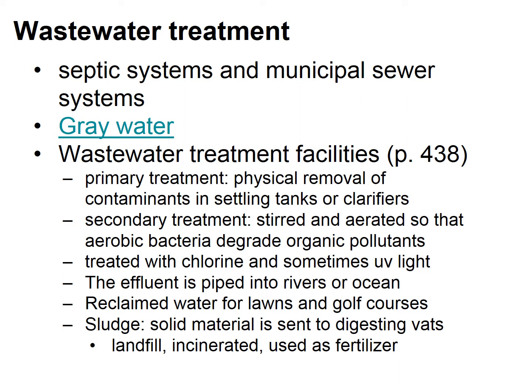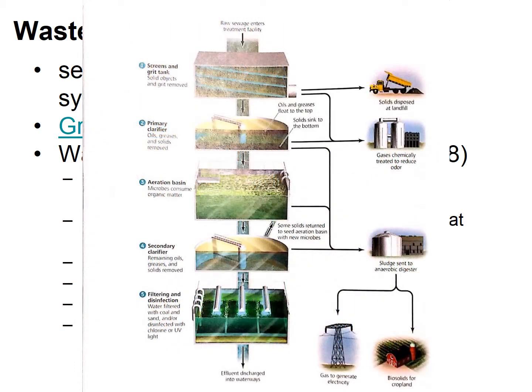And then the sludge that's left over could go to a landfill, it could be incinerated, or it can be used as fertilizer. So this is the picture from your book of the overall sequence and basically what happens to each stage along the pathway.